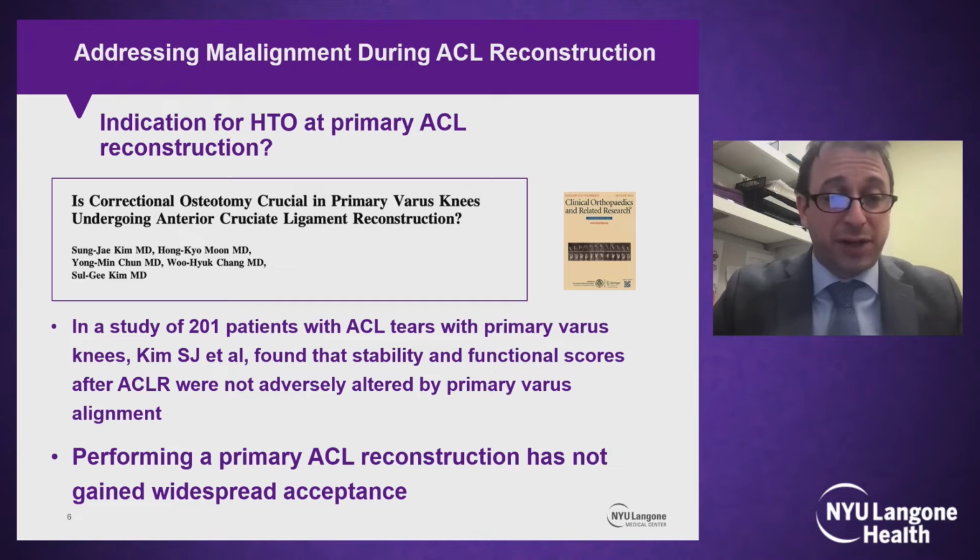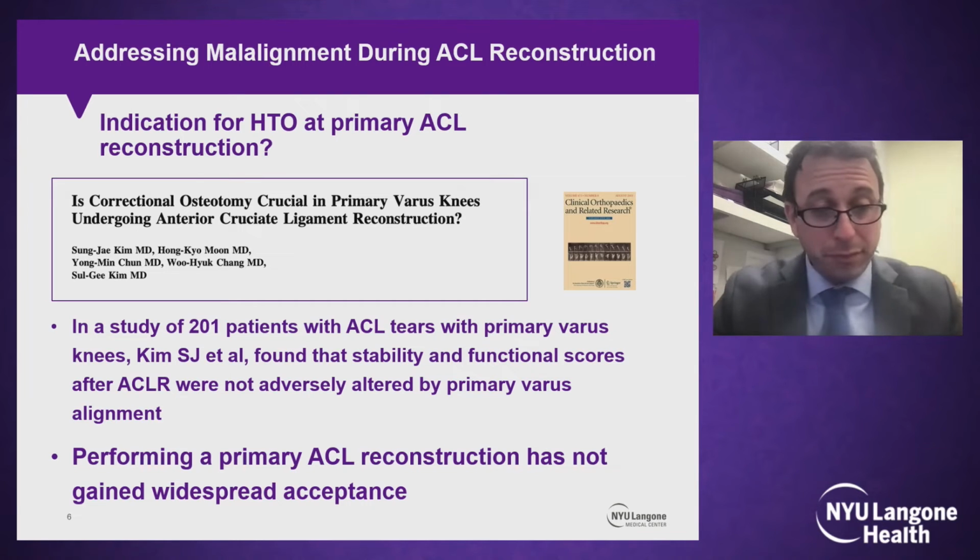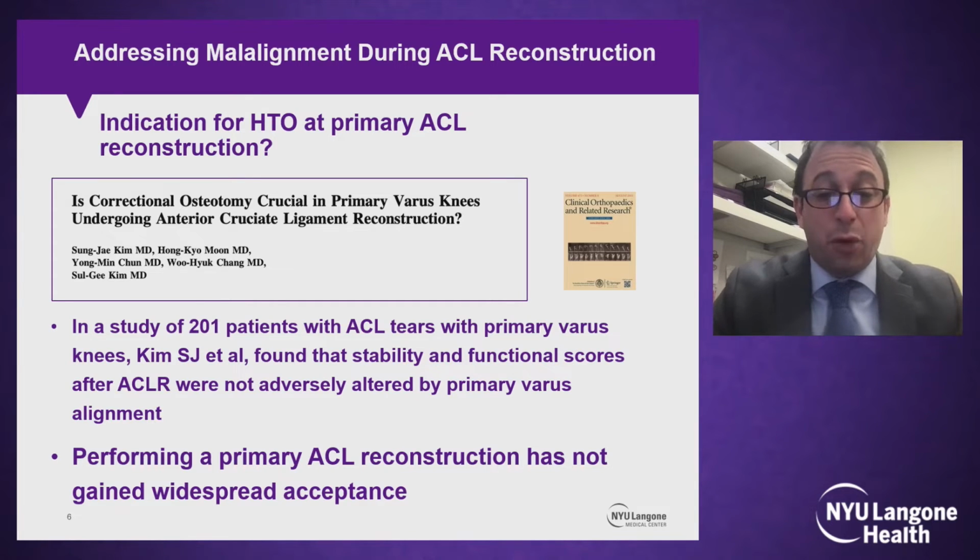There have been a number of studies, including this one out of Korea, that looked at 201 patients that had torn ACLs in the setting of primary varus. The authors found that stability and functional scores after the ACL reconstruction were not adversely altered by the primary varus alignment compared to a control group. So basically the conclusion here was that performing a primary ACL reconstruction with a concomitant HTO has not gained widespread acceptance.